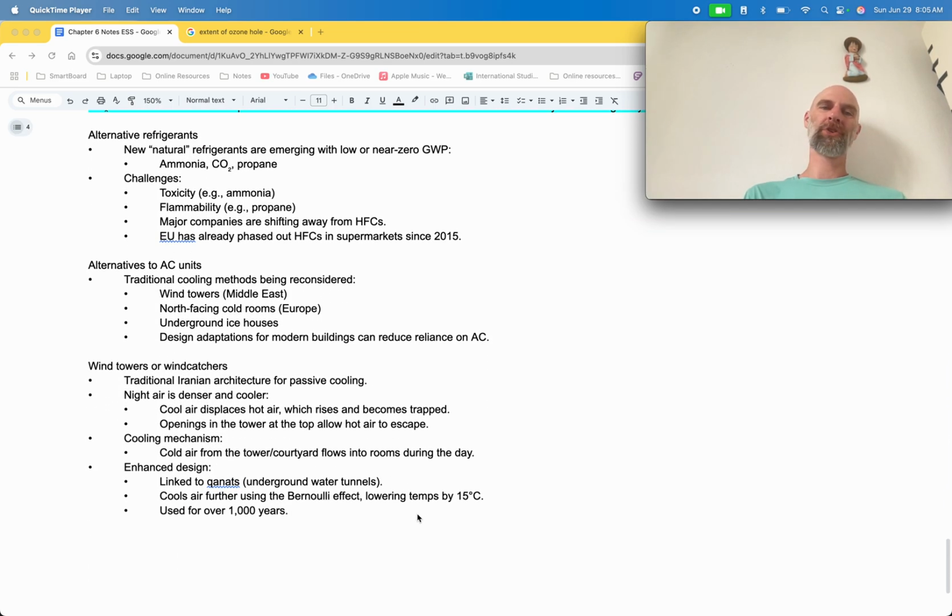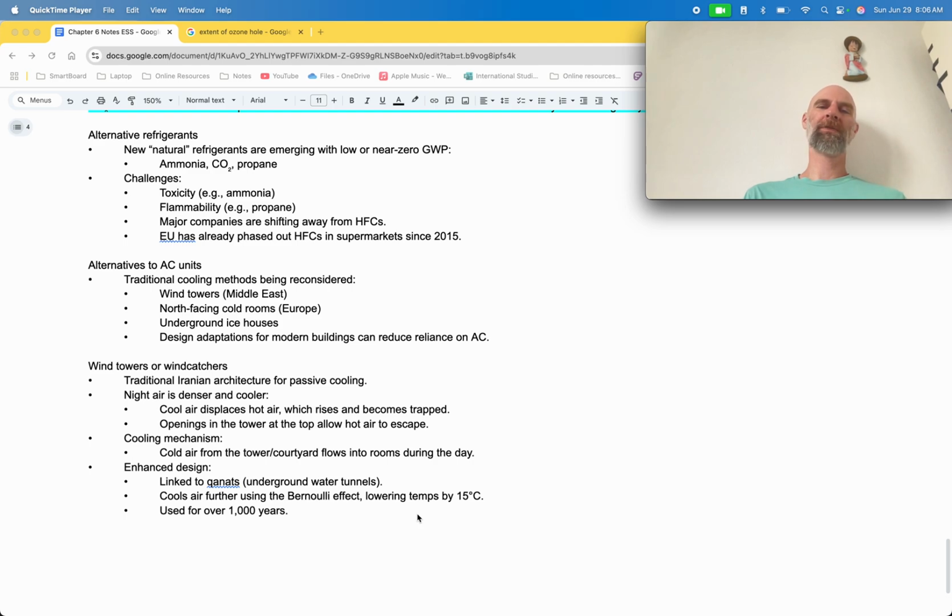New natural refrigerants are emerging with low or near zero global warming potential: ammonia, CO2, and propane. The problem with propane is it's a gas, like it can explode, kind of. So, challenges: toxicity for ammonia. Yeah, that's kind of nasty. I know for ammonia, if I smell it, it sears the inside of my nose, and I'm sneezing for a while. Flammability, propane. Yep, nothing like a good old firebomb explosion.